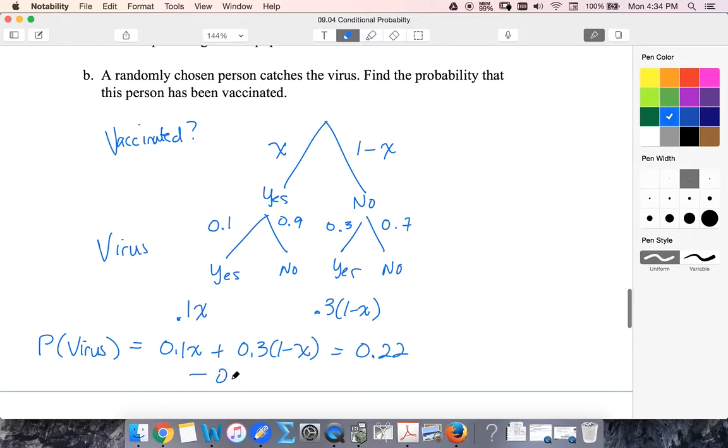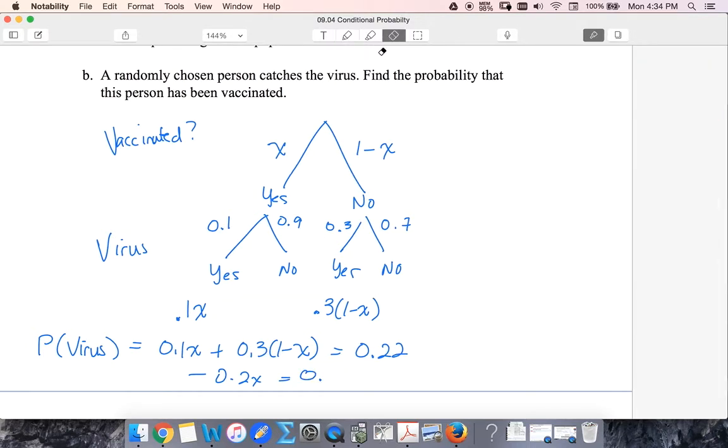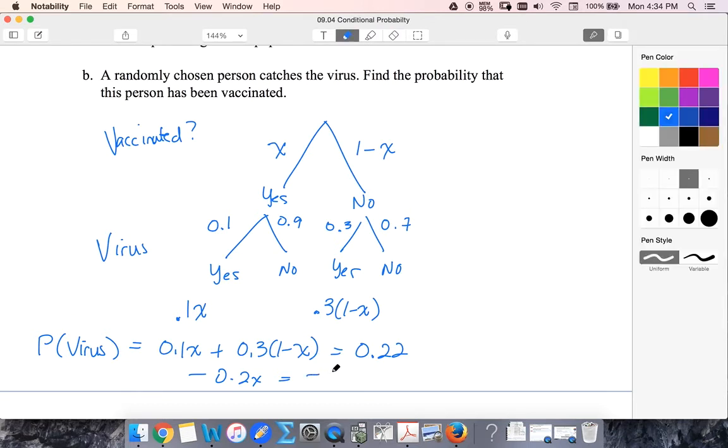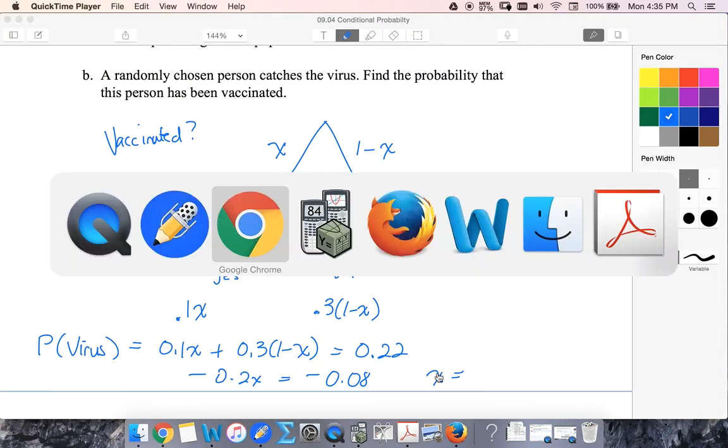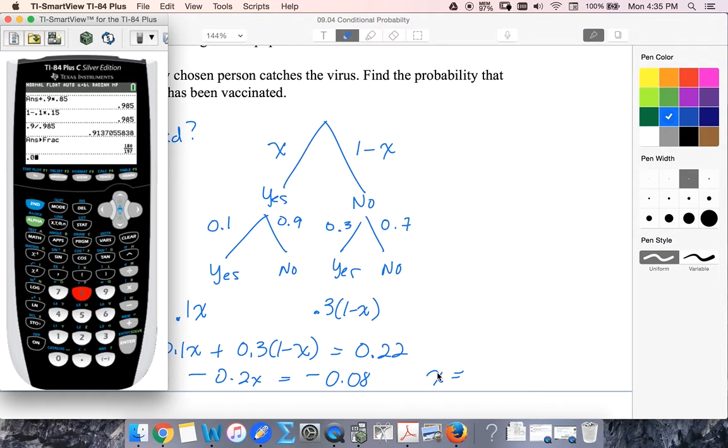That's negative 0.2x equals, I'm going to subtract 0.3 from the other side. So that's going to give me negative 0.08. Divide by the 0.2 to get my x value. To make sure I don't mess up, use my calculator. So 0.08 divided by 0.2, 0.4.